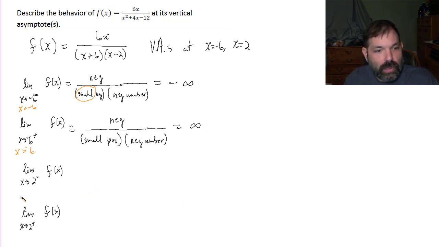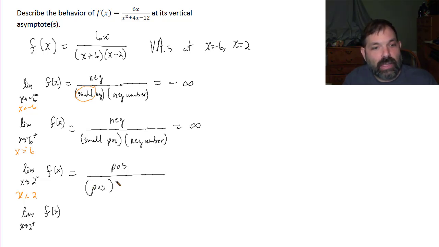If x is approaching 2 from the left, again, that means that x is less than 2, but just slightly less than 2. So I have 6 times a positive number, which would be positive in the numerator. A number that's slightly less than 2 plus 6 would be positive. A number slightly less than 2 subtract 2 would give me a small negative number. So I have positive over a small negative, negative infinity.